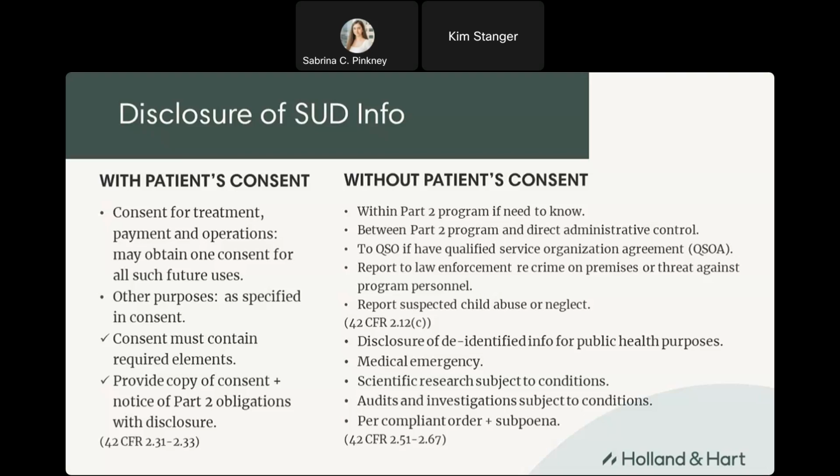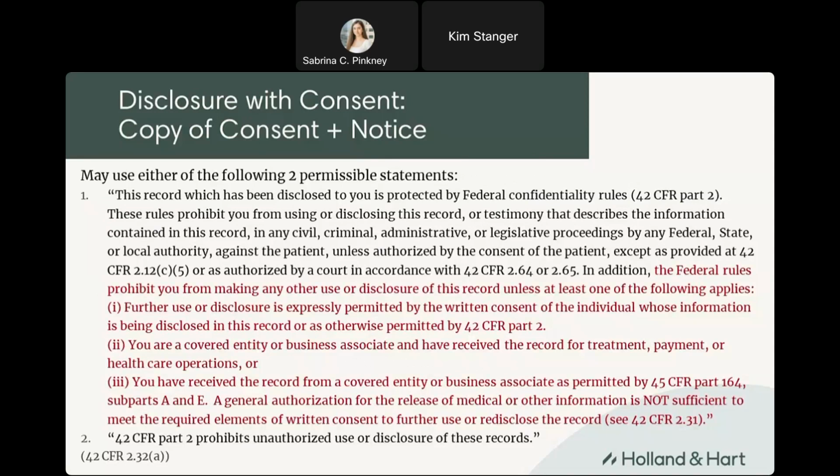In order to have an effective consent under Part 2, that consent has to contain certain required elements that I'm not going to go through today, but you're going to want to crack the regulations and make sure your consent forms have those required elements. And when you provide that disclosure per the consent, if you're a Part 2 program or a recipient of that Part 2 information, you've got to provide a copy of the patient's consent, which sets forth the parameters of what you can do, right? And a certain notice. That notice has to advise the recipients that, hey, this is Part 2 information, you've got to comply with the law.